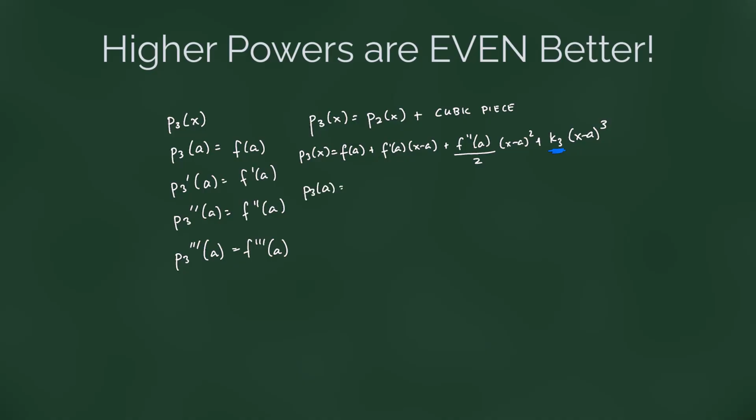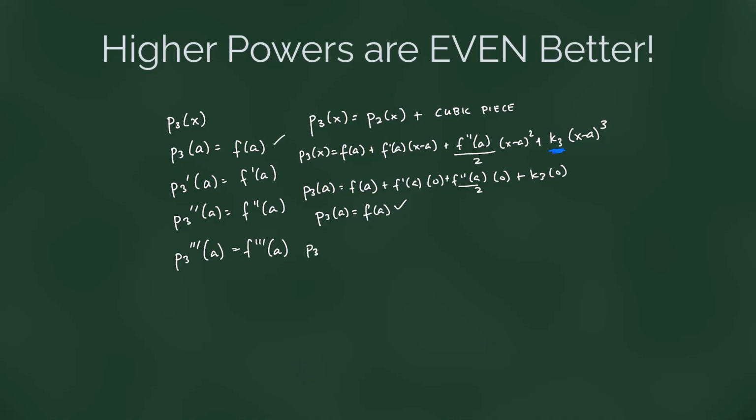p3 of a is going to equal f of a, and then we're going to get f prime of a times 0, f double prime of a over 2 times 0, and k3 times 0. So in other words, p3 of a equals f of a, and our first condition is met.